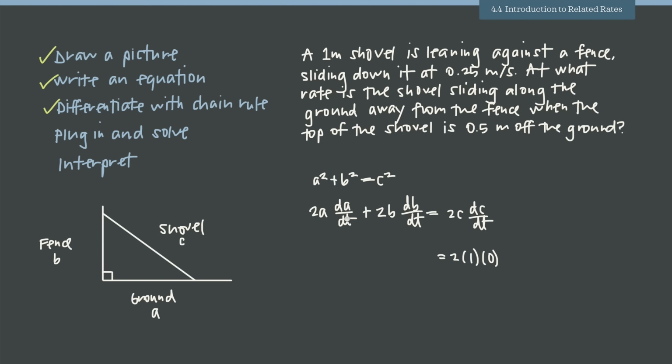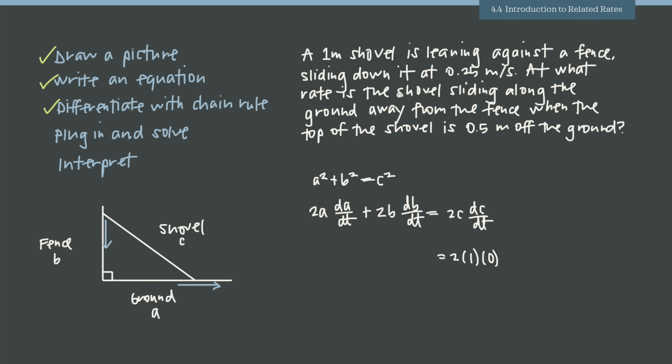And then on the left over here, we're told in the problem that the shovel is sliding along the ground away from the fence. So as it does that, as it slides down, what we know is that the top here is going to slide down. So the top is coming this way, which means that the length of B is going to be decreasing over time. The bottom of the shovel is sliding away from the fence along the ground. So the bottom is sliding this way, and the length of A is going to be increasing. It's going to be getting larger.